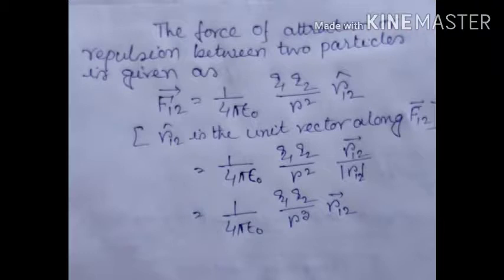Now r cap can be written as r vector by mod of r. So we can conclude F12 vector is equal to 1 by 4 pi epsilon naught q1 q2 by r cube and r12 vector.